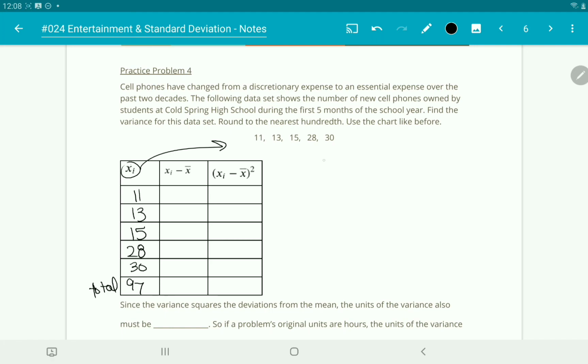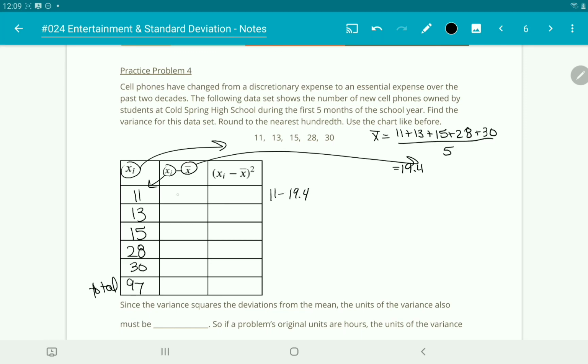Now we're going to find the mean first. So x bar is going to be all these numbers added together, and then divided by 5, because there's 5 numbers. We're going to get 19.4. So xi minus x bar is going to be the number minus the mean. So 11 minus 19.4, like this. That's going to give us negative 8.4.